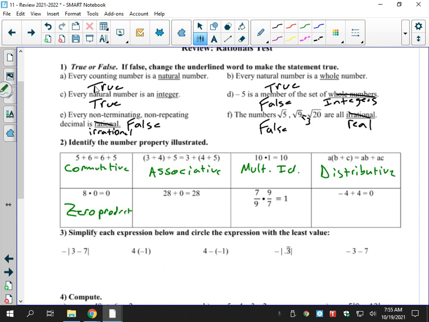28 plus 0 equals 28. That's our additive identity. 7/9 times 9/7 equals 1. Our multiplicative inverse. -4 plus 4 equals 0. Our additive inverse.